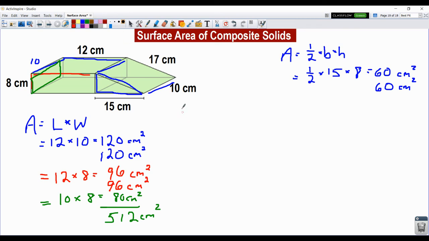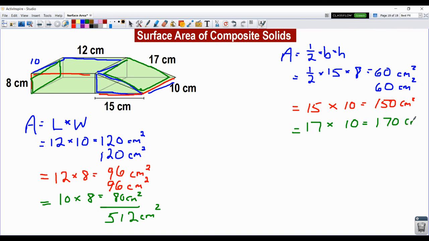Now I'm going to get my red pen again, and we're going to look at the bottom of this prism. 15 long and 10 wide, right? It's just a rectangle. So we already know the formula for a rectangle is length times width. So 15 times 10 equals 150 squared centimeters. Now I'm going to change colors one more time. The only other rectangle we still need to worry about is the top of this triangular prism, right? 17 by 10. And once again, it's a rectangle. 17 times 10, and we get 170 squared centimeters.